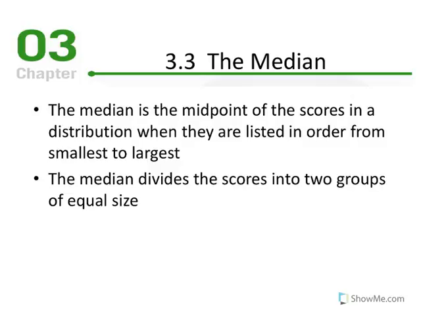Chapter 3, Measures of Central Tendency, Part 3, The Median. The median is the midpoint of the scores in a distribution when they are listed in order from smallest to largest. We may have encountered the word median before in relation to the freeway.